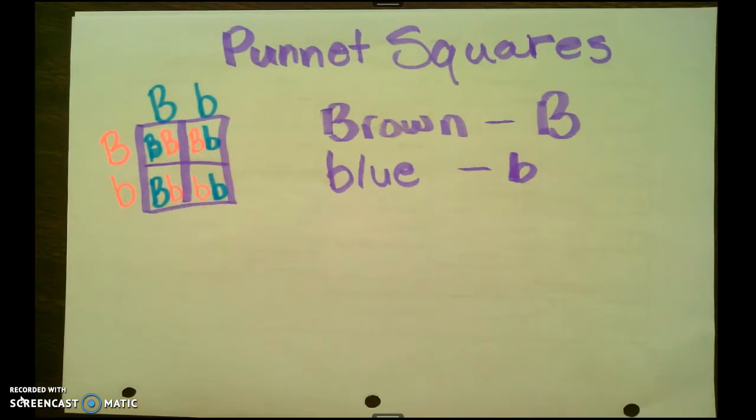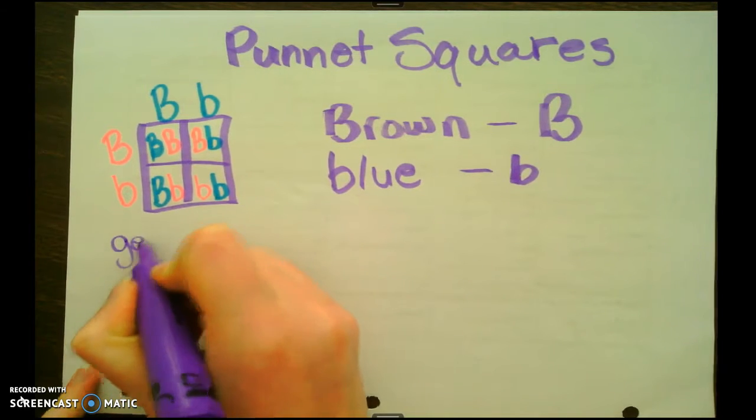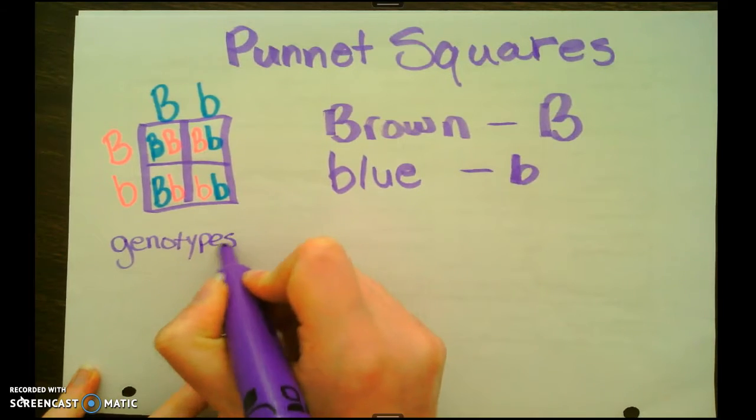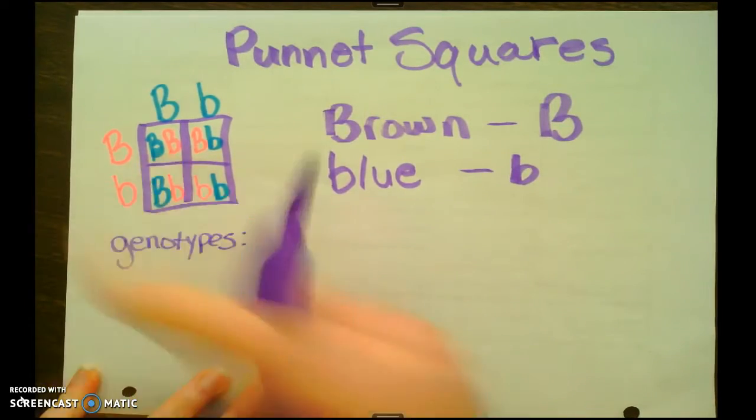Now that we've completed our Punnett square, we can list all of the genotypes. Remember, genotypes are the combination of alleles. So I see we have a big B.